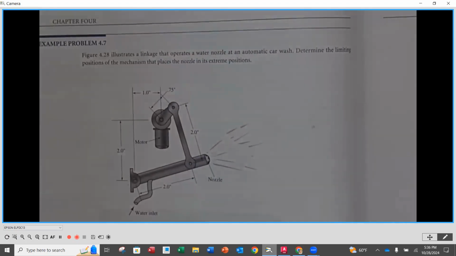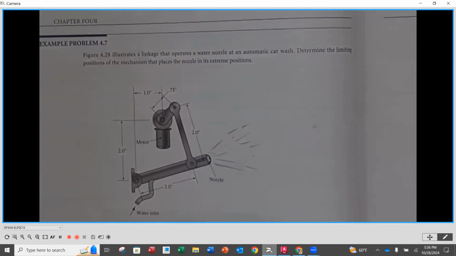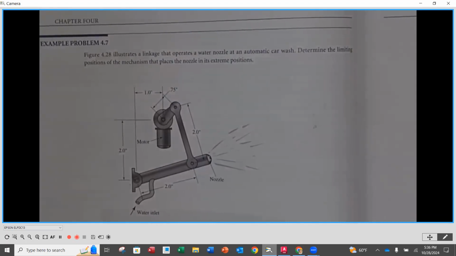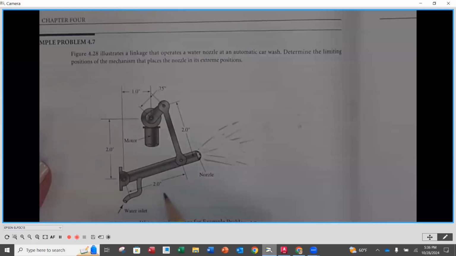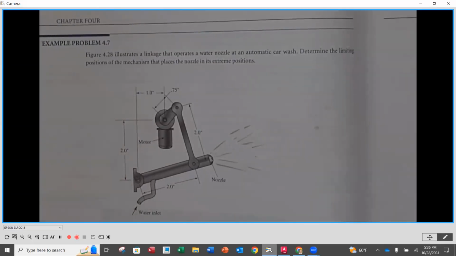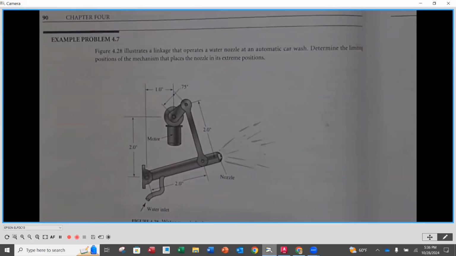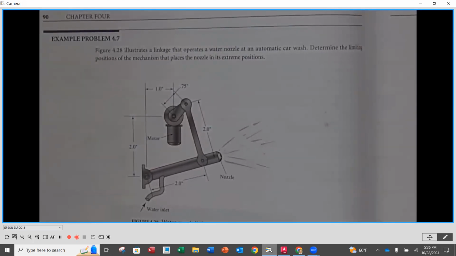Now, that's not called stroke. That instead is called the throw of the mechanism. So throw is going to be an angular displacement. We're going to measure the angle between how high this goes and how low this goes. And then we would compare that to the highest and the shortest cars that we're expecting to come through our car wash, and see if that angle is going to work. So first things first, we're going to draw the kinematic diagram for this mechanism.